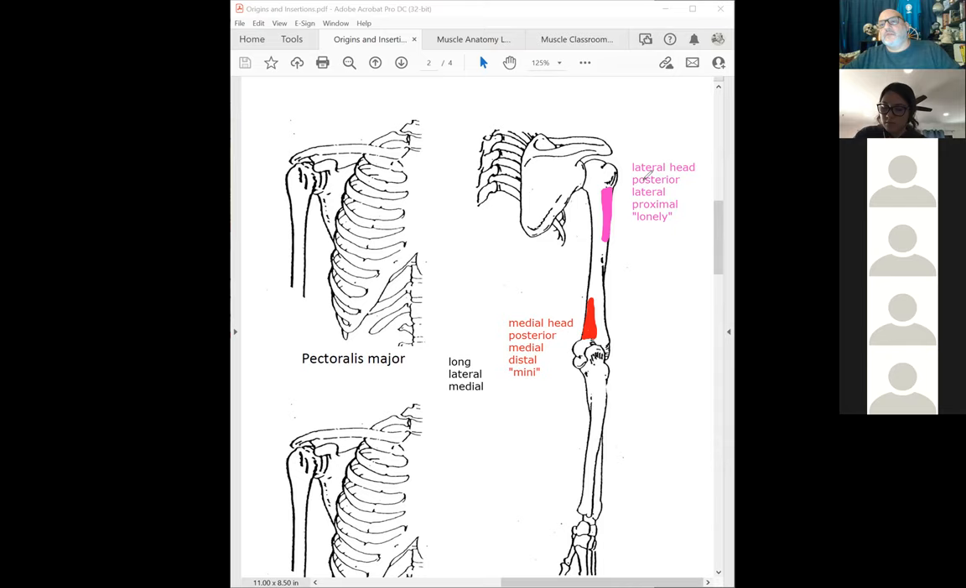Questions on that one? What's the third head? Long head. And guess why the long head is called the long head? Long. That's a long head. It is the longest. And it is, in fact, so long that it actually goes past the humerus all the way to the scapula. And where does this long head originate on the scapula? Infraglenoid tubercle. Yeah, that roughened bump right underneath the glenoid cavity. So the long head is so long, it goes all the way to the scapula. So the medial head is mini, the lateral head is lonely, and the long head is, well, long.